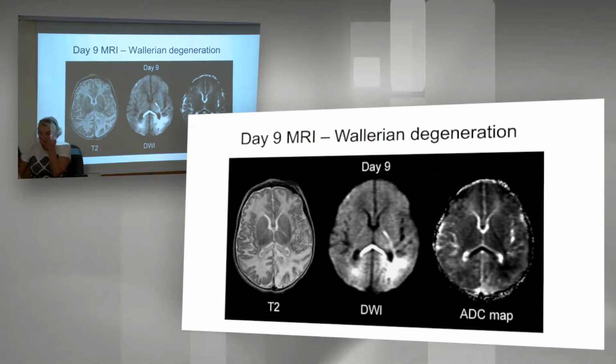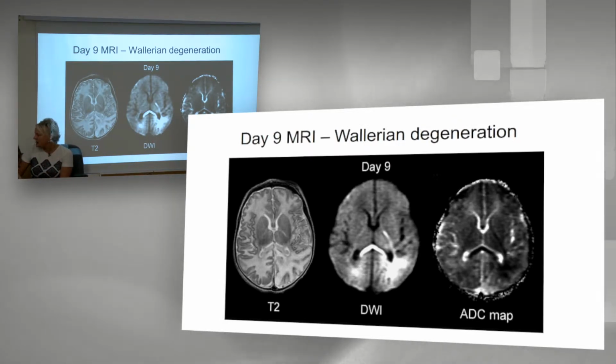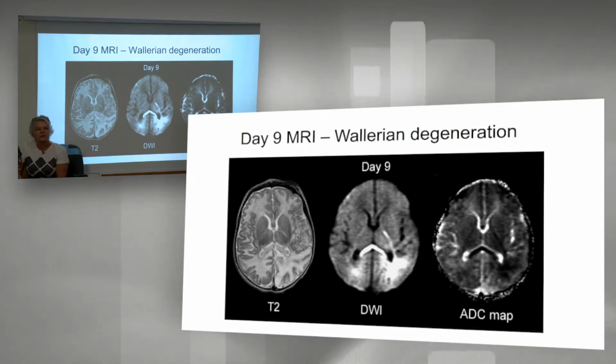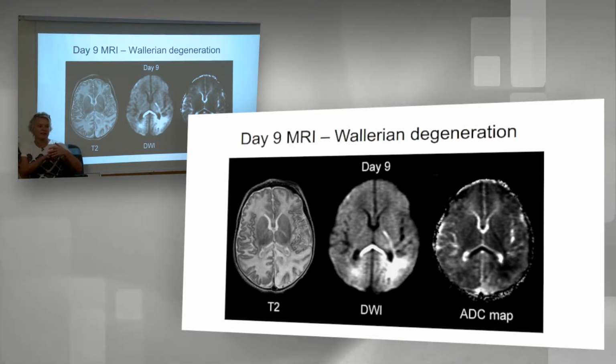What this can evolve to by day 9 is so-called Wallerian degeneration, which is now you see that the signal has moved into the white matter, the corpus callosum, and the posterior limb of the internal capsule. So you killed the neurons, and now all of the axons that are connected to those neurons are going to die in the second wave of death. And that second wave of death takes a longer period of time before you will see it.